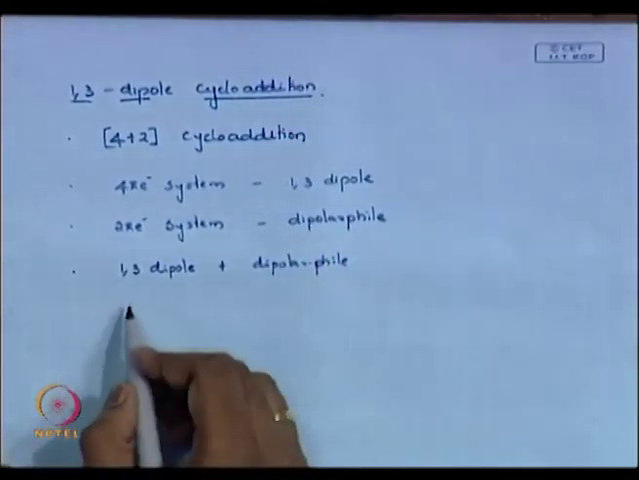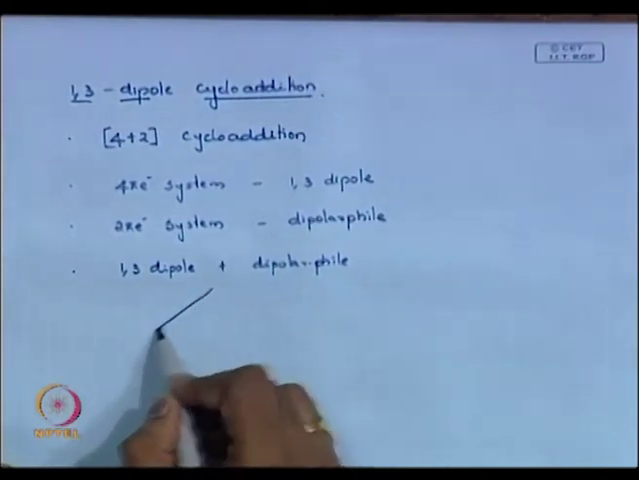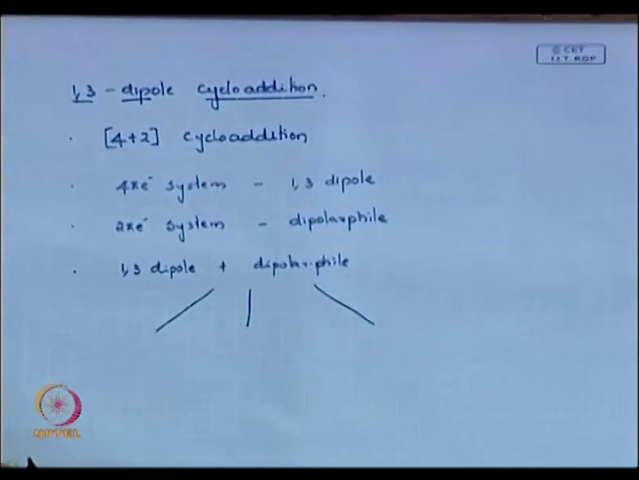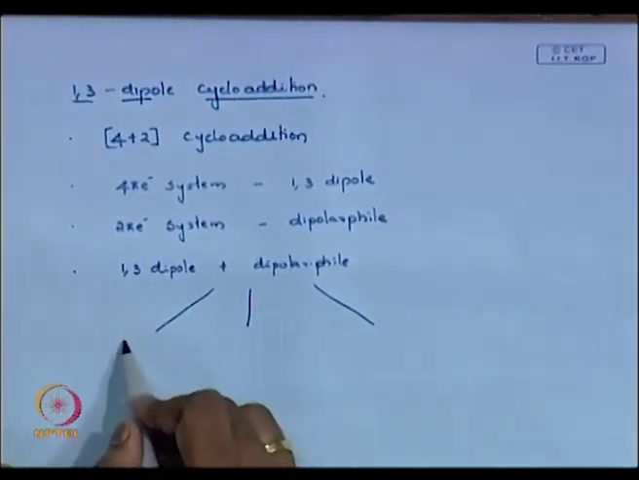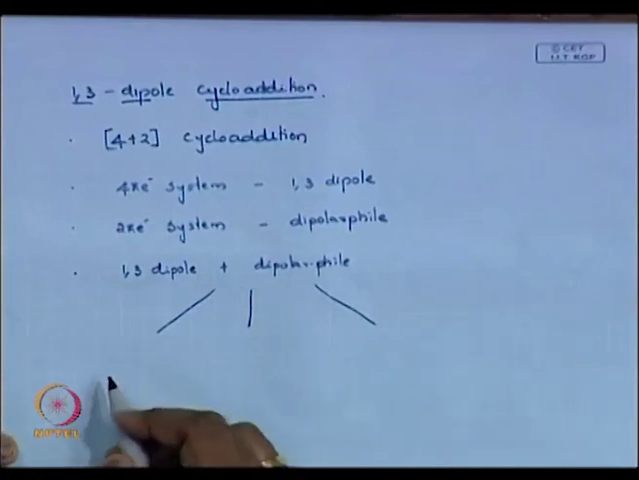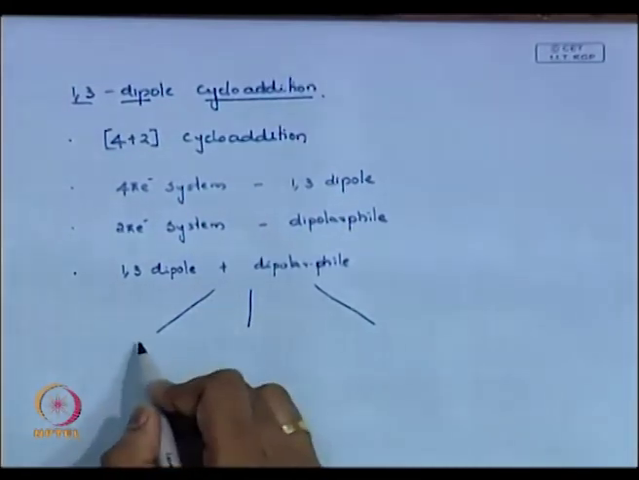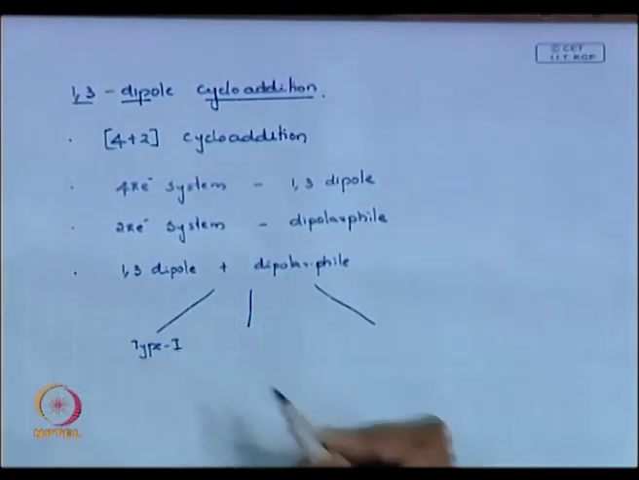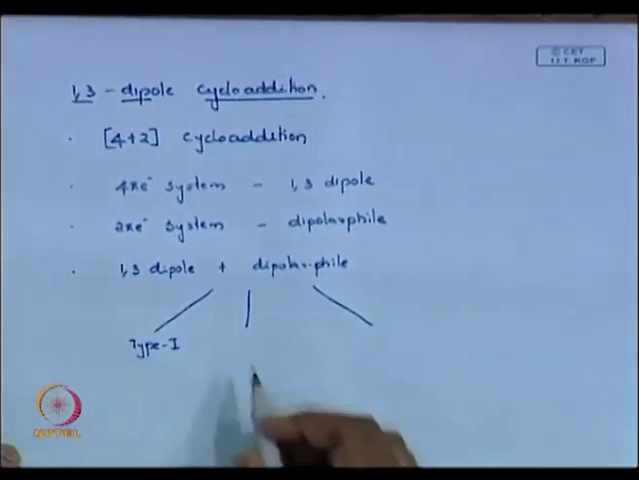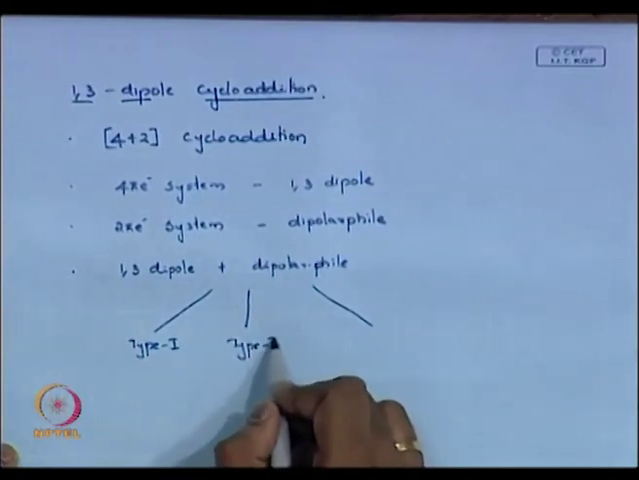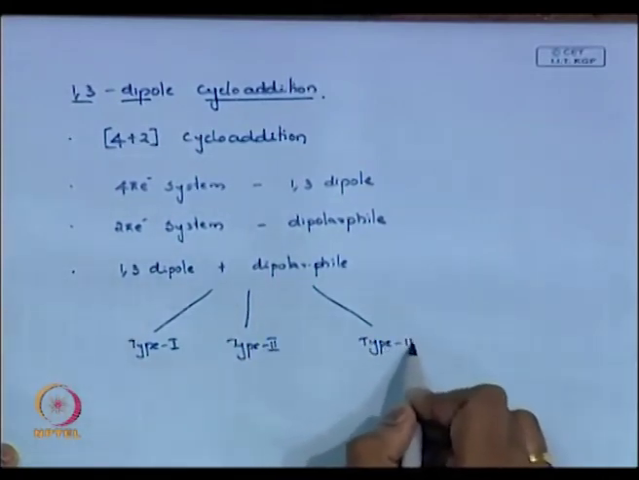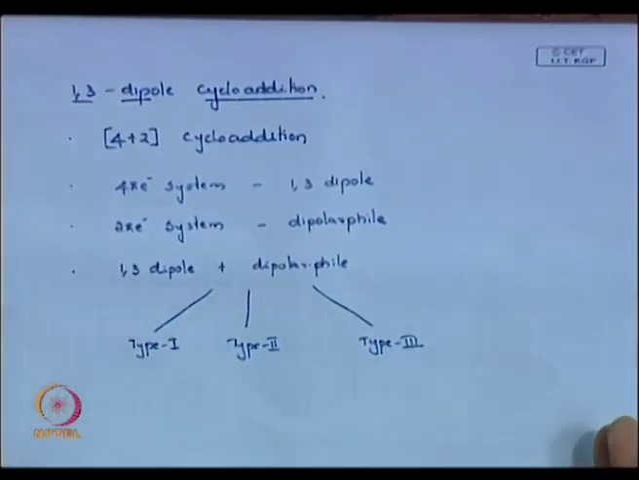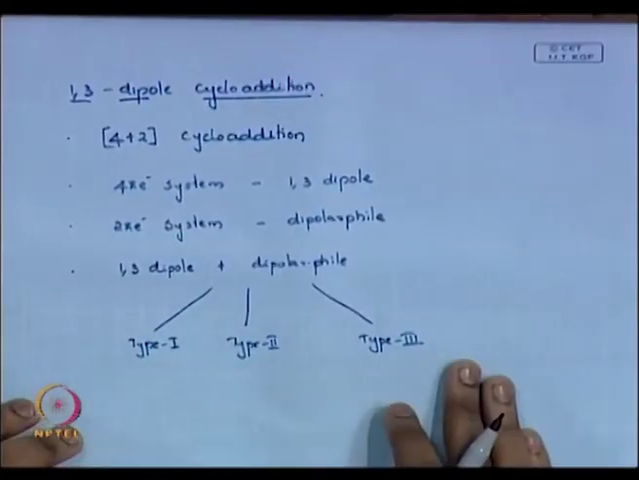Another thing you have to remember about your 1,3 dipole and your dipolarophile is that most of the cases can be of 3 types. We have studied the LUMO and the HOMO. In 3 ways it can add up based on the energy. So, you have type 1, you have type 2, and you have type 3. You can classify based on the FMO into 3 types: the HOMO of your dipole and the LUMO of your alkene, and the other way around, and all the possibilities you have tried, and they can be classified into 3 types.